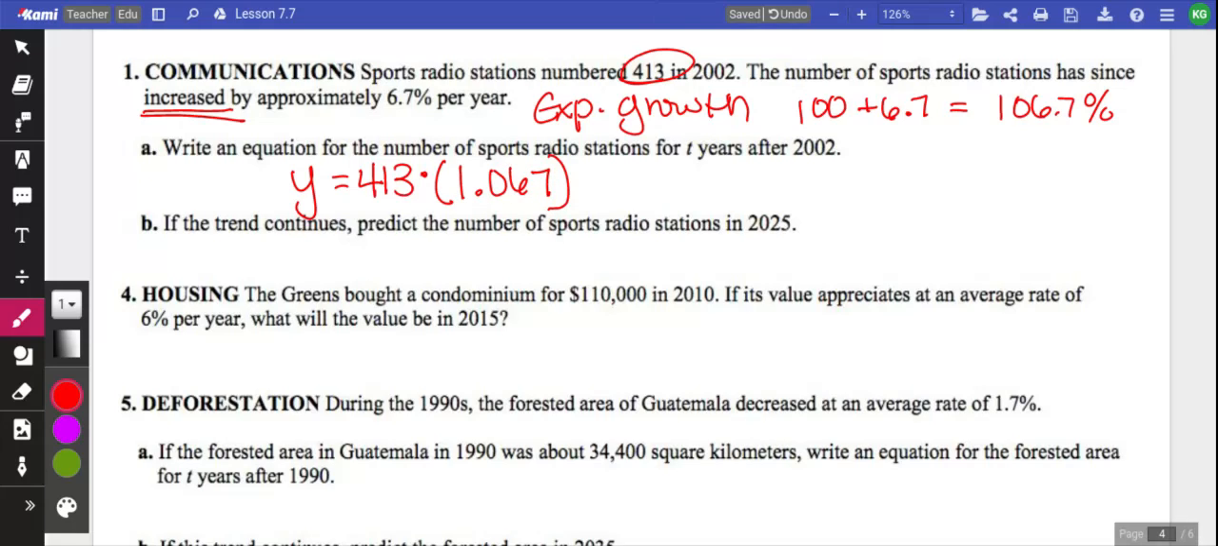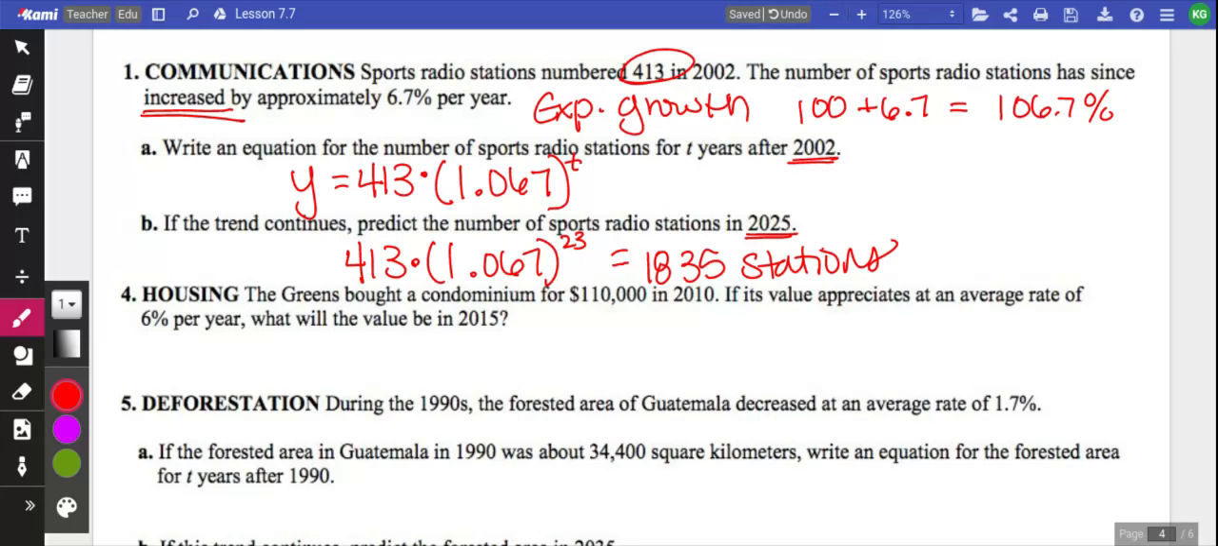And then it says to put it to T years, so we don't know the number of years yet. If the trend continues, predict the number of sports radio stations in the year 2025. So if we began in 2002, and now it's the year 2025, we're going to put in a change of 23 years. So we're going to put it to the 23rd power. So we have 413 times 1.067 to the 23rd, which is 1,835 stations.